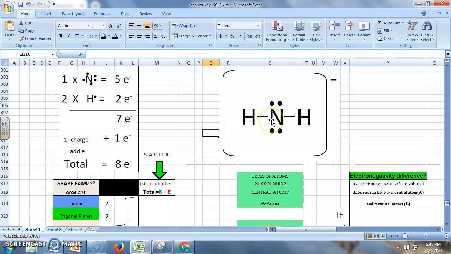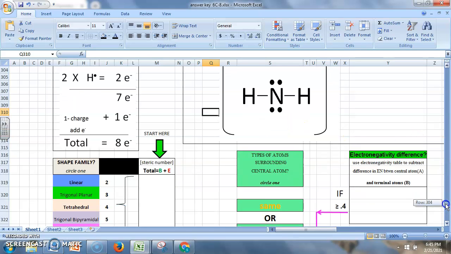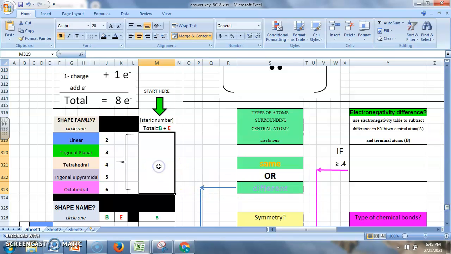And we need to count the total things surrounding the central atom. The total things would include the number of bonded atoms. There's 1 hydrogen, there's 1 hydrogen. We don't count bonds, we count atoms. There's an atom, there's an atom. And then we count pairs of electrons. So we have 2 hydrogen atoms, that's 2. A pair of electrons here is 3. A pair of electrons there would count as the 4th thing surrounding the atom. There's 4 things surrounding this atom right here.